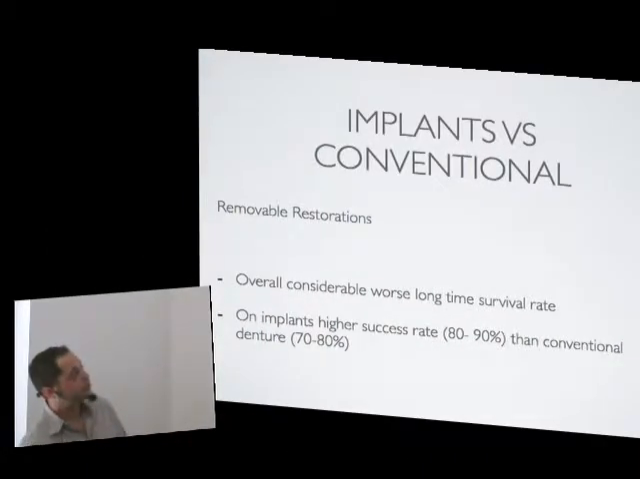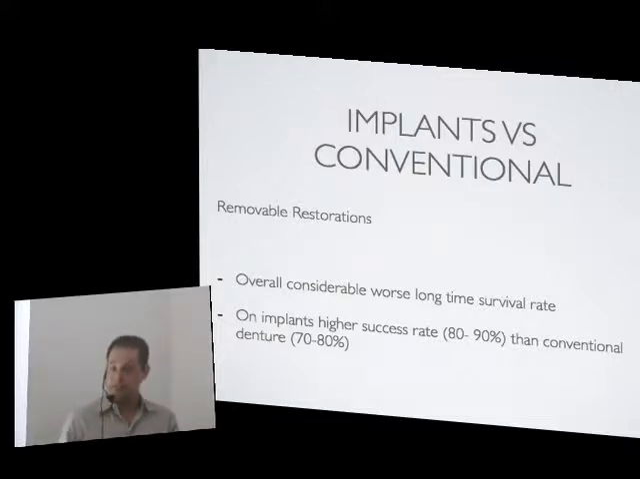With the removable restorations, overall, it doesn't matter if it's on teeth or implants, we have a worse long-term survival rate. So what we should aim for is always a fixed one, if possible. If not possible, obviously this is a good alternative, but if it's possible, do a fixed one. These figures are a good tool to persuade a patient to do implants. I don't want to persuade them just because I want some money. I want to persuade them because I'm myself convinced of it.